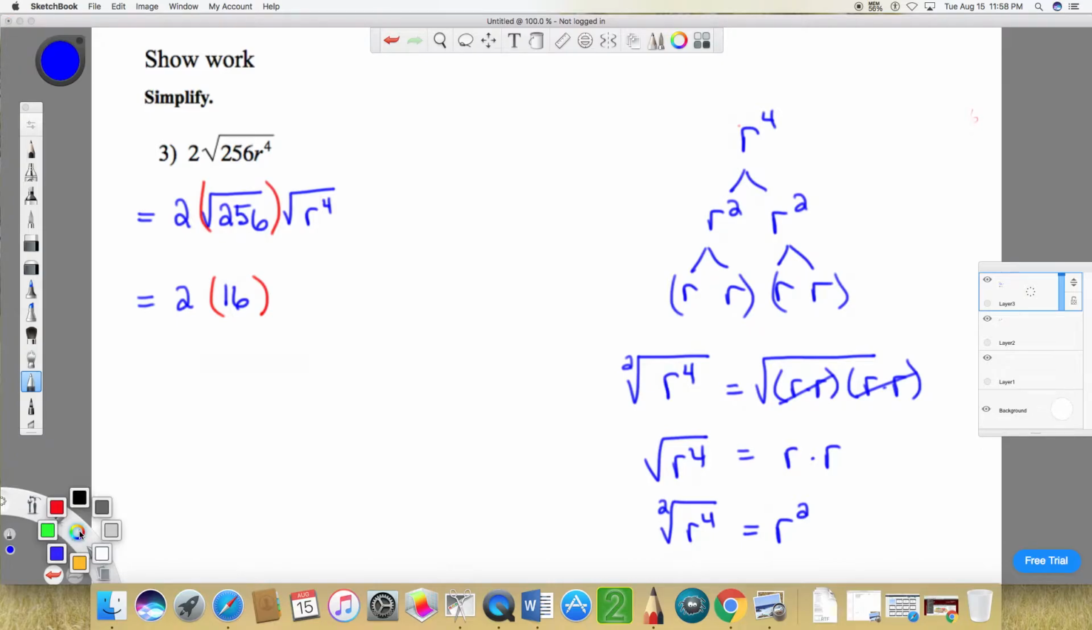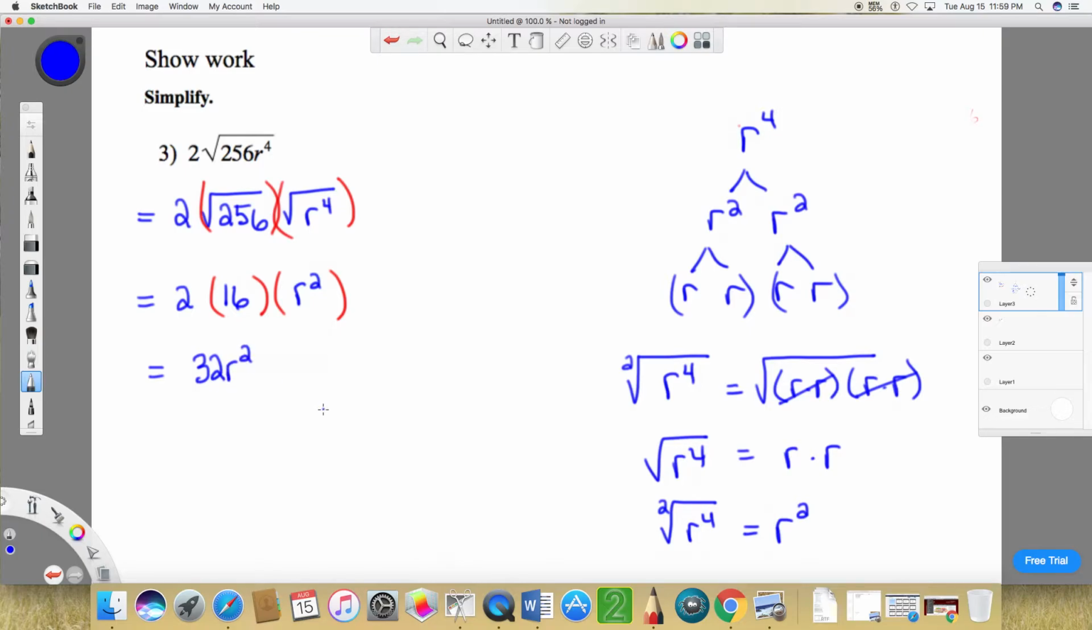So what this scratch work on the right hand side shows us is that the square root of r to the 4th power is just r squared, and we don't have to worry about any absolute values or anything like that, because we're assuming that all of our variables are non-negative. Now we do want our final answer. We can multiply 2 times 16 and write it as 32r squared.